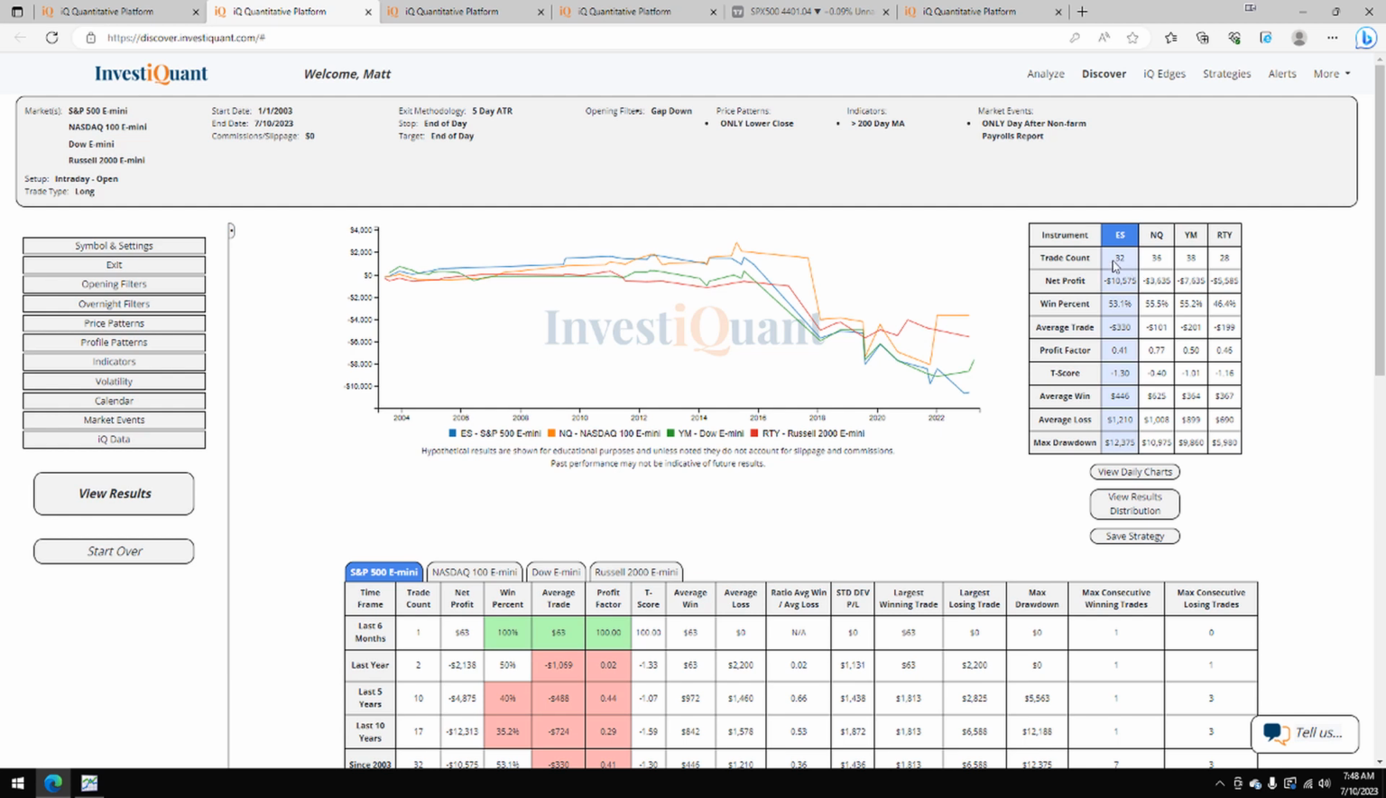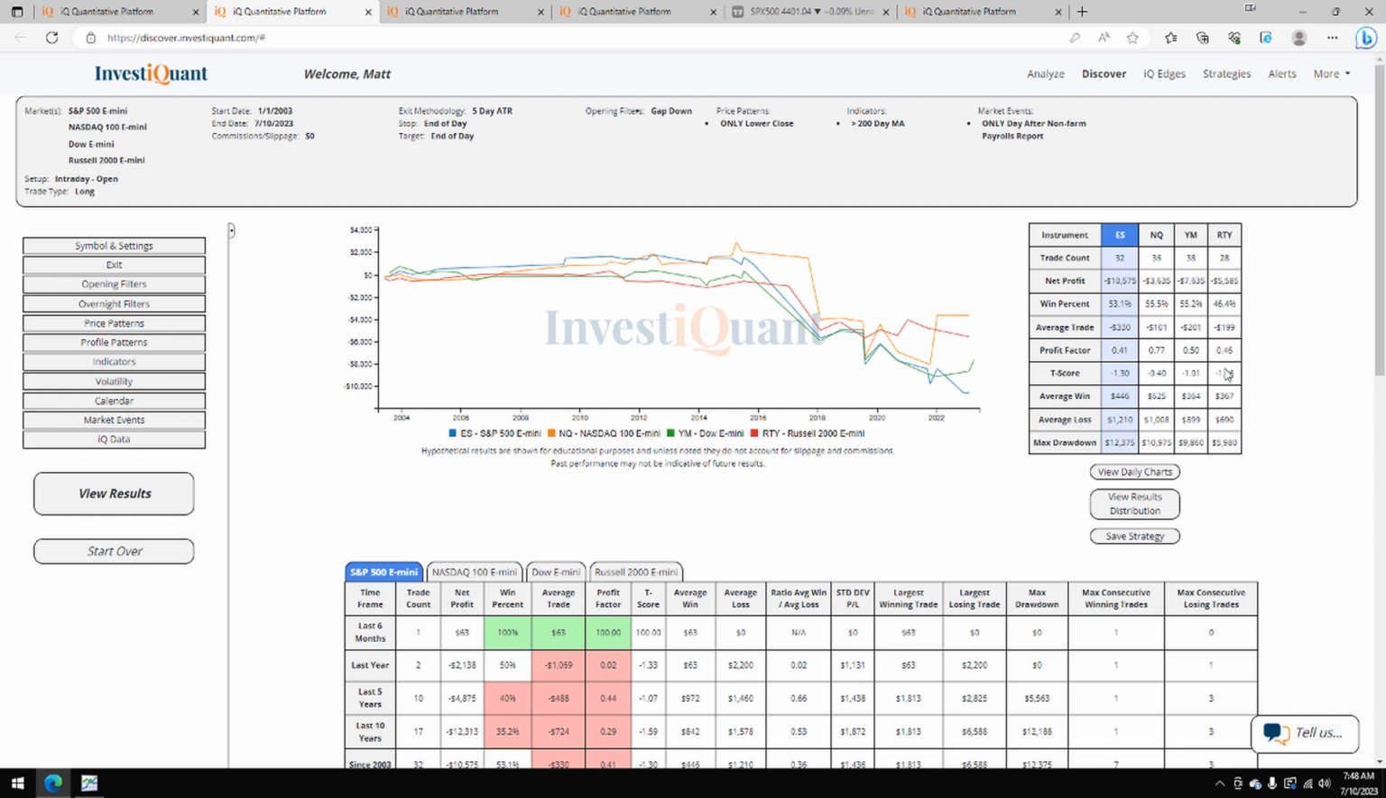Historically, we have 32 samples here in the S&P, 36 in the NASDAQ, 38 in the Dow, 28 in the Russell. If you take a look at the win rates on them, you'll see the S&P coming in 53%, NASDAQ 56%, Dow 55%, Russell 46%.